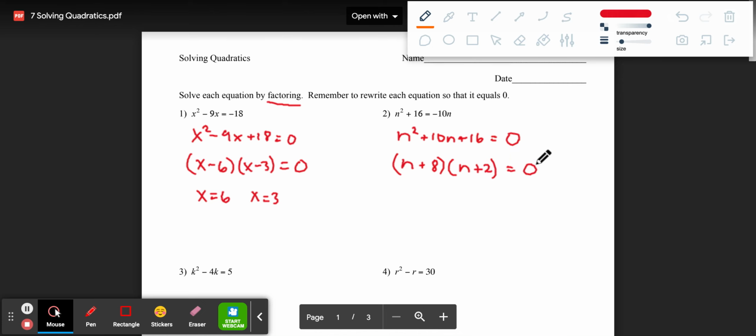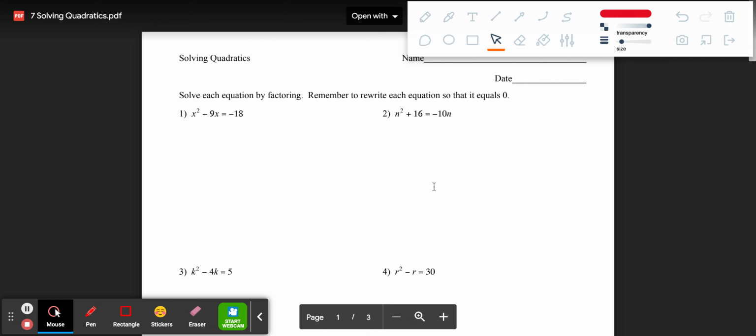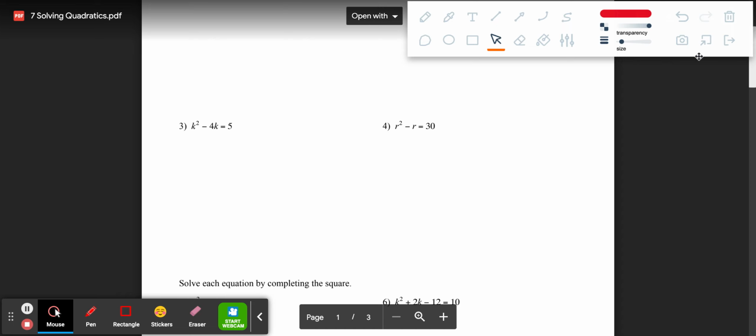That gives me my two factors, again using the ZPP. The value of n could be negative 8, and the value of n for the second one is negative 2. So those are the first two. I'm going to scroll down here a little bit and try 3 and 4. All right, let's see. So 3 and 4, let's get going with these here.